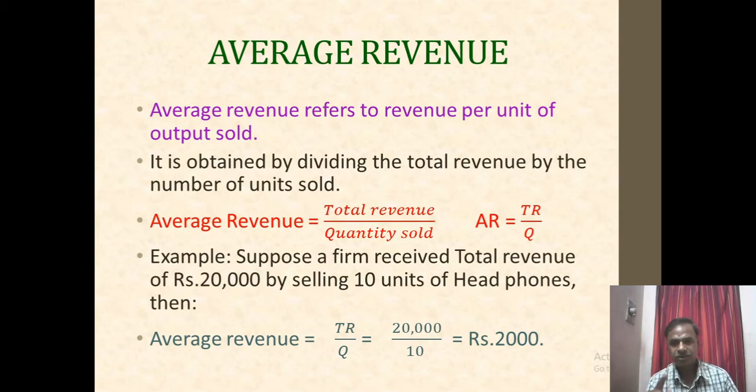It is the price of one unit of the commodity. The revenue received for one unit of the commodity is average revenue. It is also equivalent to the price, which we will discuss later.